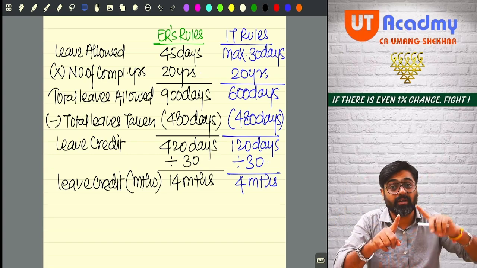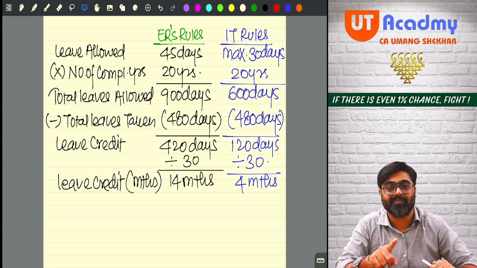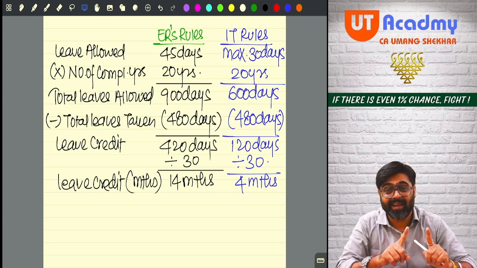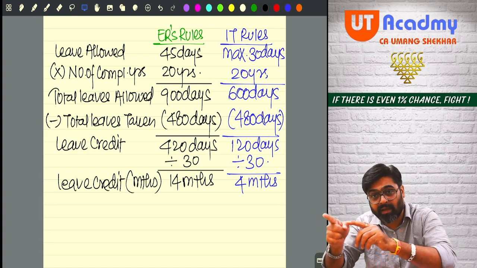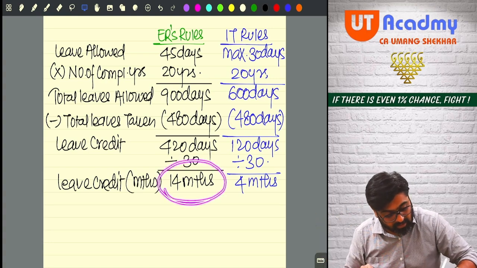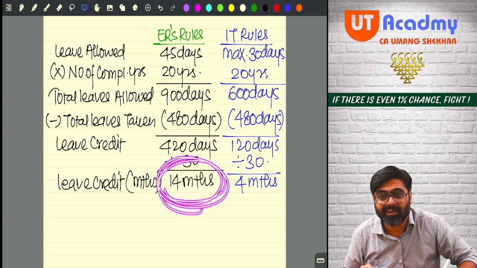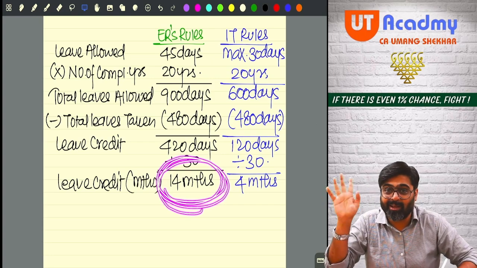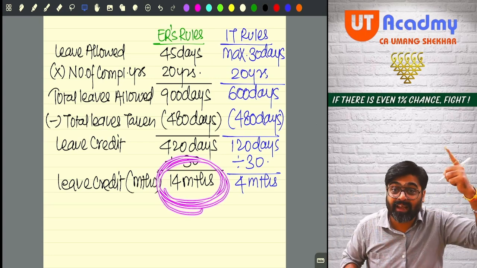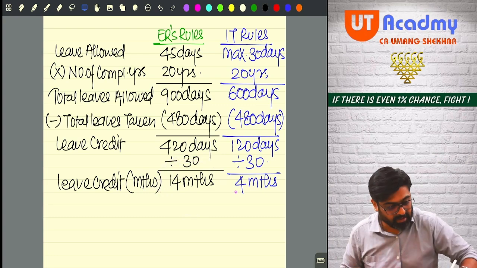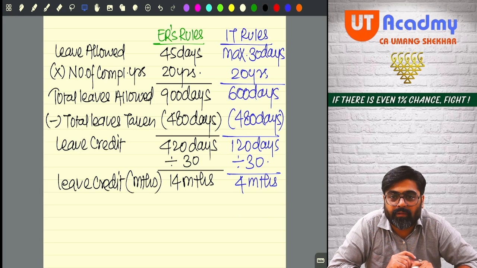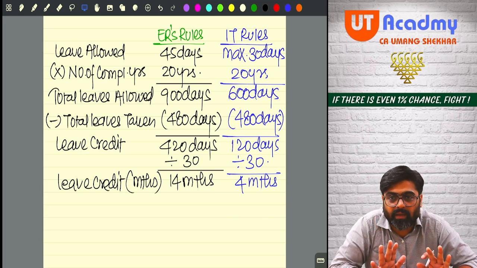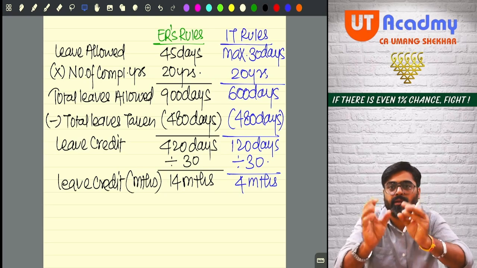But what if your employer is giving you more than 30 days leave? Then your employer will give you leave salary on the basis of this leave credit. You are going to actually get the leave salary. But for exemption, this will not be applicable. For exemption, this will be applicable. Got it, everyone? Easy? Sure? So this was the only tricky part in this calculation.